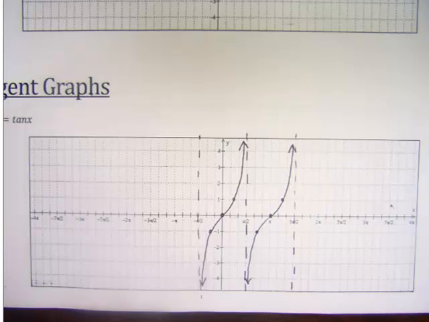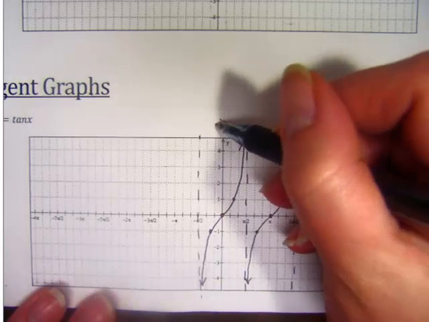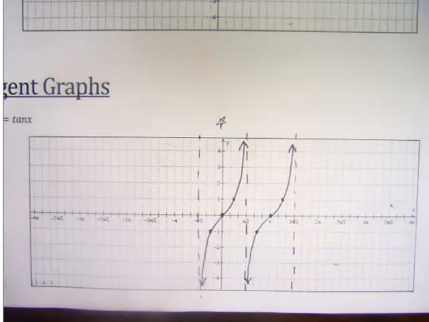Now, when we do tangent, my recommendation is only 1 cycle. Only graph 1 cycle for tangent. And we will transform that 1 cycle, and then we will repeat the process. Now, for my parent, I did show you 2 of them, but my recommendation is only 1.